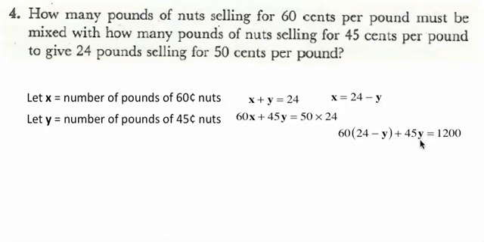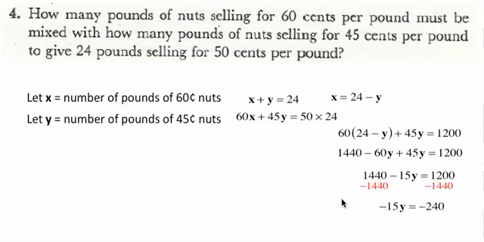And then 50 times 24 gives us 1,200. The 60 distributes to the 24 and the negative Y, giving us 1,440 take away 60Y, plus 45Y is equal to 1,200. I'm going to add the negative 60Y and the 45Y together, and that gives us negative 15Y. So 1,440 minus 15Y is equal to 1,200. Then I'm going to subtract the 1,440 from both sides, and that gives me negative 15Y is equal to negative 240. Now I'm going to divide both sides by negative 15, and so Y is equal to 16.